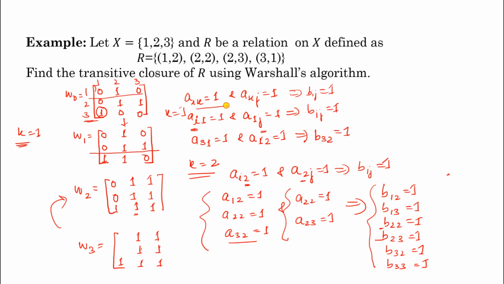You will apply the same rule for k equal to 3. k equal to 3 means Ai3 equal to 1 and A3j equal to 1, then Bij equal to 1. So Ai3, in the third column, you have to find the value of i. So again all these are 1, so you can write A13, A23, A33. So all are 1.